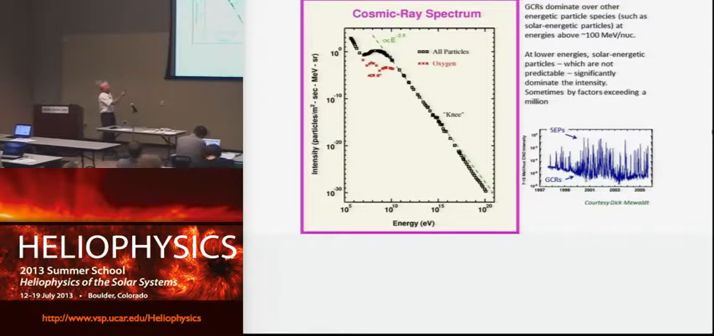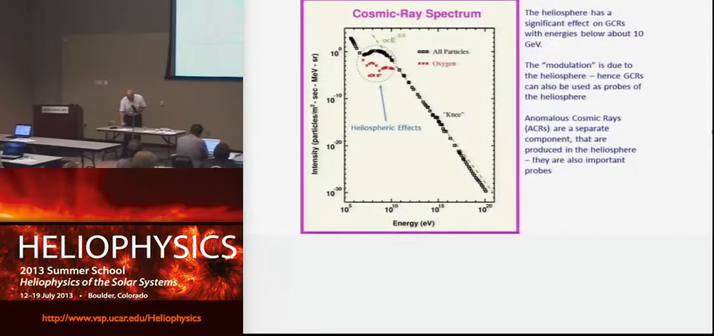Okay, so low energy galactic cosmic rays don't make it in. These low energies don't make it in. The higher energies come in more or less unimpeded, but the lower energies get modulated by the solar wind.